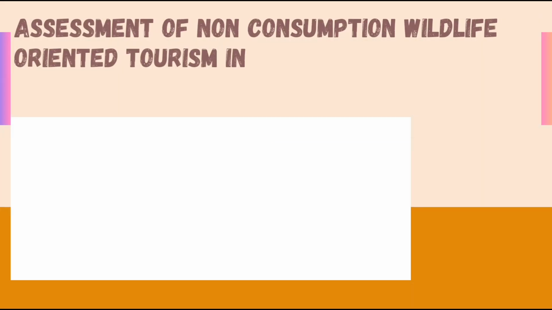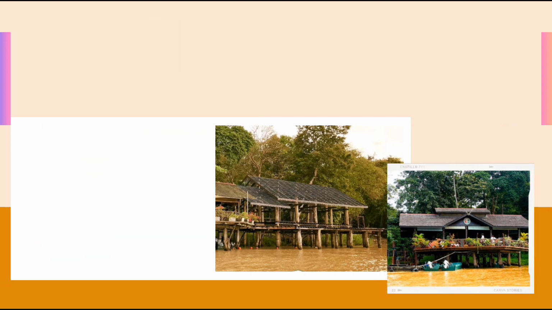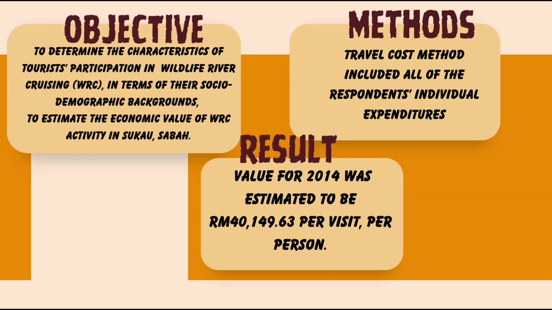The assessment of non-consumptive wildlife-oriented tourism in Sukau, Sabah using the travel cost method. It has the objective to determine the characteristics of tourist participation in wildlife river cruising, or in short WRC, in terms of their socio-demographic backgrounds, and to estimate the economic value of WRC activity in Sukau, Sabah.